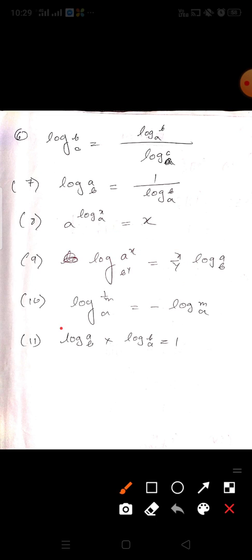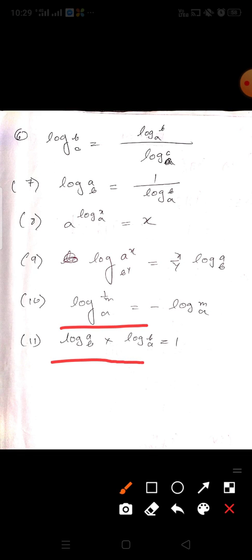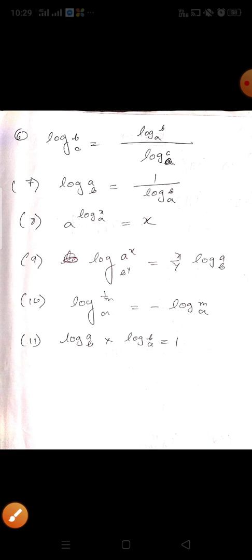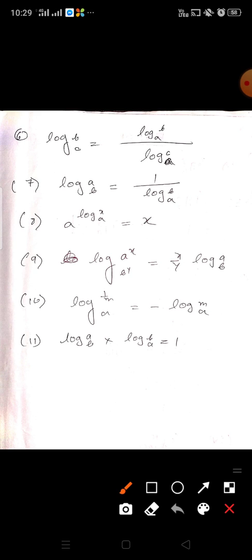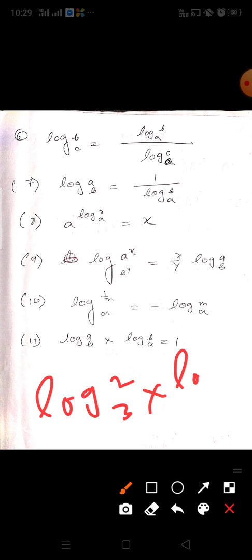Log of 1 by m to the base a equal to minus log of m to the base a, and log of a base b into log of b base a, b cancels, it will become log of a base a, and this is equal to 1. So if we write log of 2 to the base 3 into log of 3 to the base 2, this is always equal to 1.